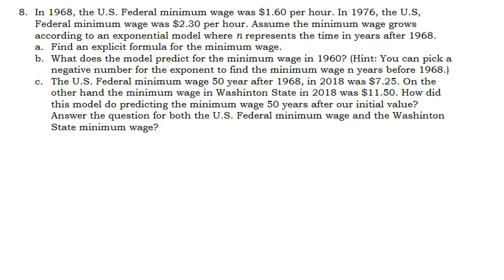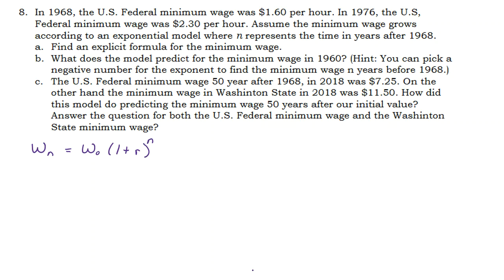First thing we're going to do is find an explicit formula for the minimum wage. So let's start by writing down the formula for exponential growth. Let's say I'll use W sub n for the wage n years after 1968. So that's going to equal W sub 0, which is the initial wage, in this case in 1968, times 1 plus R, which represents the growth rate, to the nth power, which is going to represent the number of years.